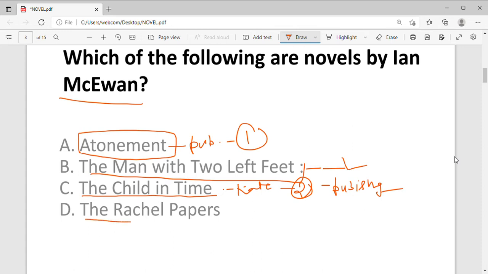The Rachel Papers is by Martin Amis. Martin Amis is the one who has written this work. So here we have these two novels by Ian McEwan.